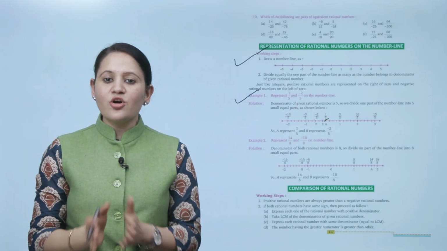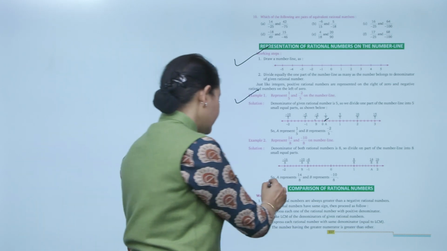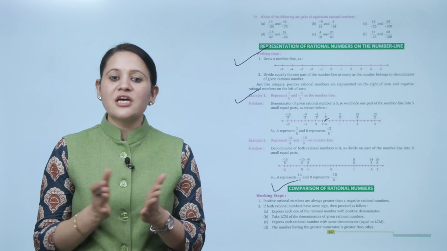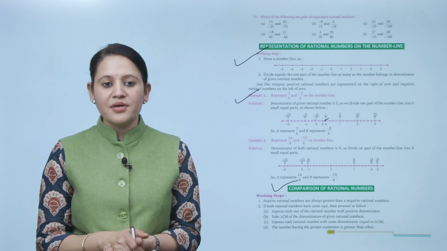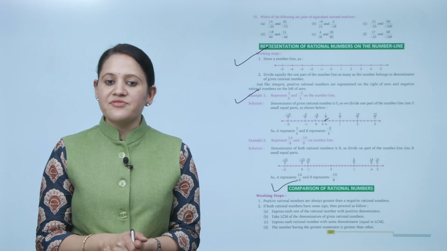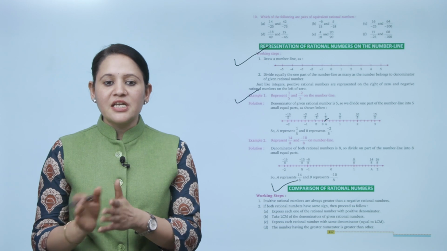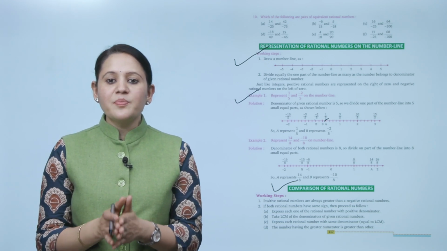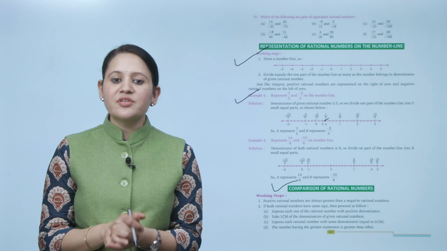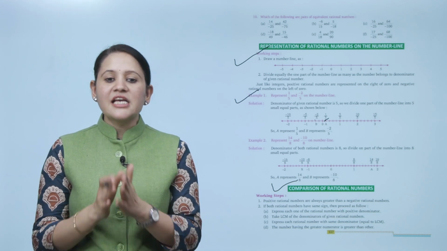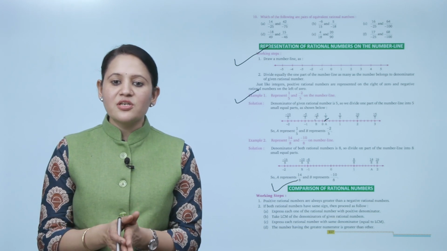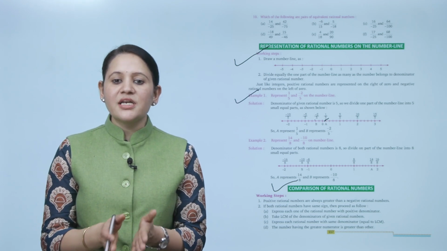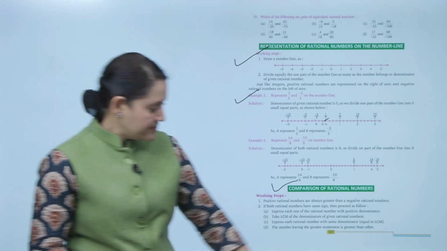Next is comparison of rational numbers. Working step. Positive rational numbers are always greater than negative rational numbers. If both the rational numbers have the same sign, then proceed as follows. Express each one of the rational numbers with positive denominator. Take LCM of the denominators of given rational numbers. Express each rational number with the same denominator equal to LCM. The number having the greater numerator is greater than other.